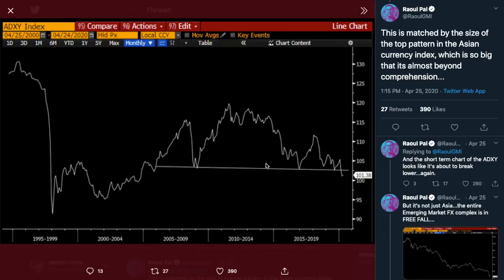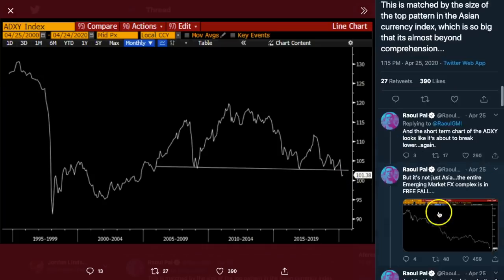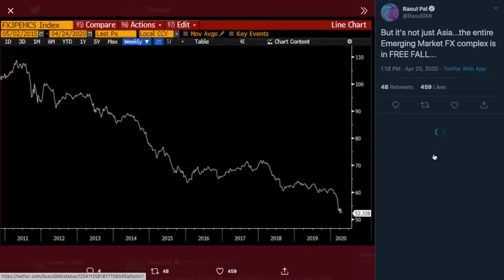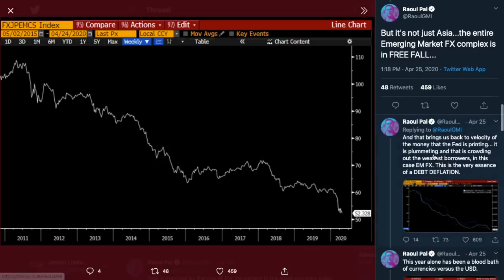A lot of countries' dollars come from the sale of oil. The demand is not there. Plus, you're seeing the price of oil so low. This all has an effect. He said the short-term chart of the ADXY, this is the Asian dollar index, looks like it's about to break lower again. And it's not just in Asia. The entire emerging market is in a complex free fall. If you look at what's happening over in Brazil, if you look what's happening in South Africa, Mexico, you're just seeing the free fall that we are currently in versus the dollar.